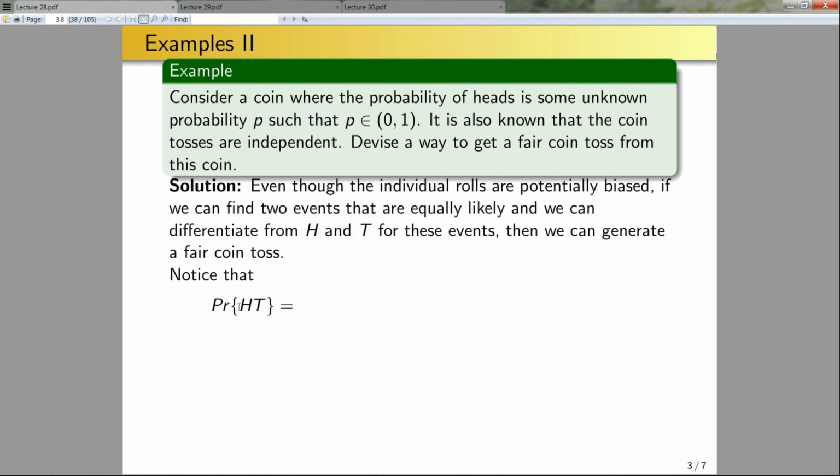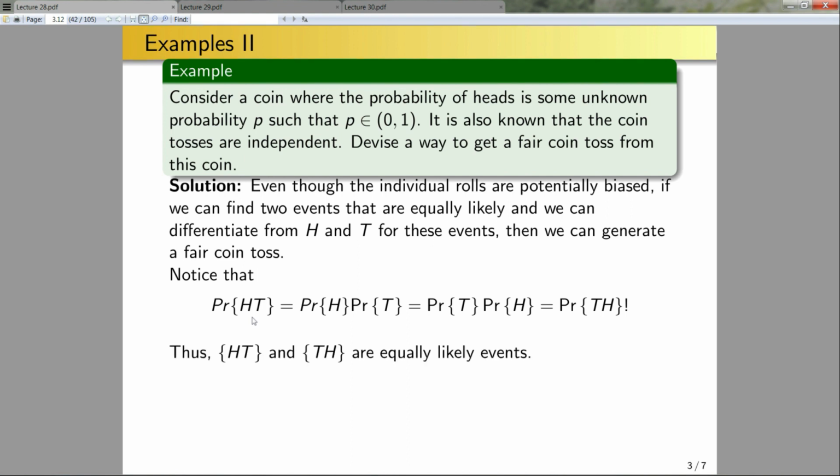So notice that the probability that heads comes up followed by a tails, well, since these events are independent, that's simply going to be the probability of heads times the probability of tails. Now, these things here are just real numbers. Multiplication of real numbers is commutative. Therefore, I can say this is the same thing as the probability of tails times the probability of heads. But again, these are independent events, so by definition, this is the probability of tails followed by a heads. So these two events here have the same probability. I don't know what it is. It's going to be p times 1 minus p, whatever that is, but I do know that the events are equally likely. Further, in this event, heads comes first, whereas in this event, tails comes first. Therefore, I can differentiate between heads and tails for these two events.